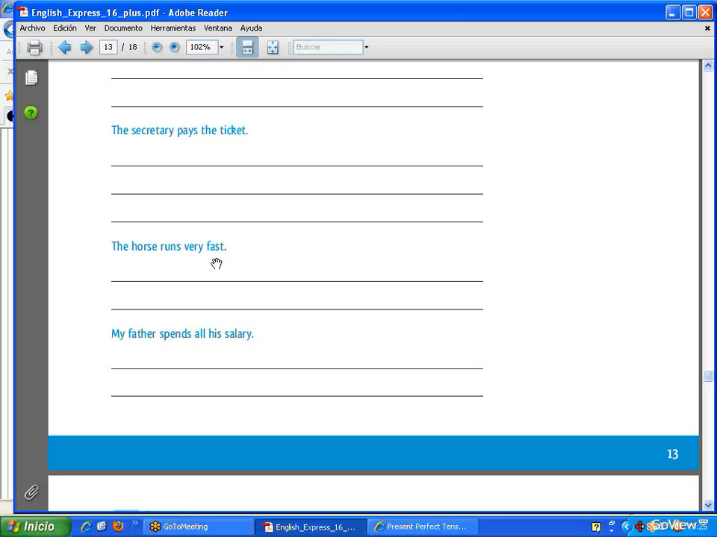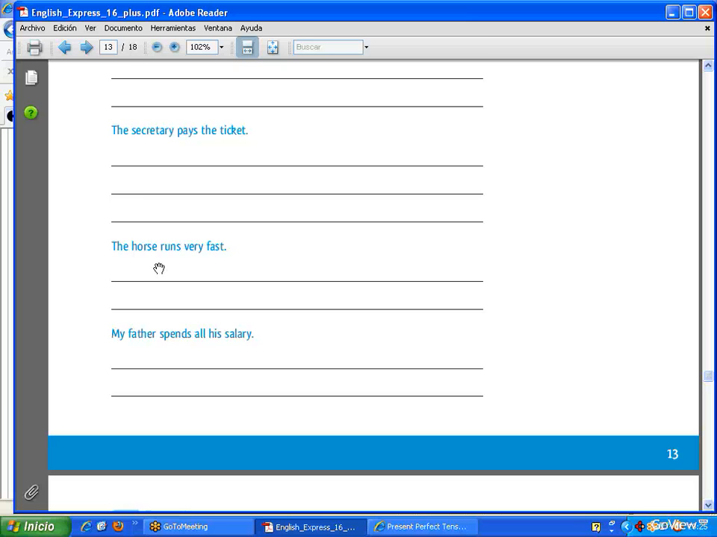So the horse has run very fast. Okay? The horse has not run very fast. Has the horse run very fast? Okay. So lots and lots of exercises for you to do. And the final one, oh, there are lots and lots of them.